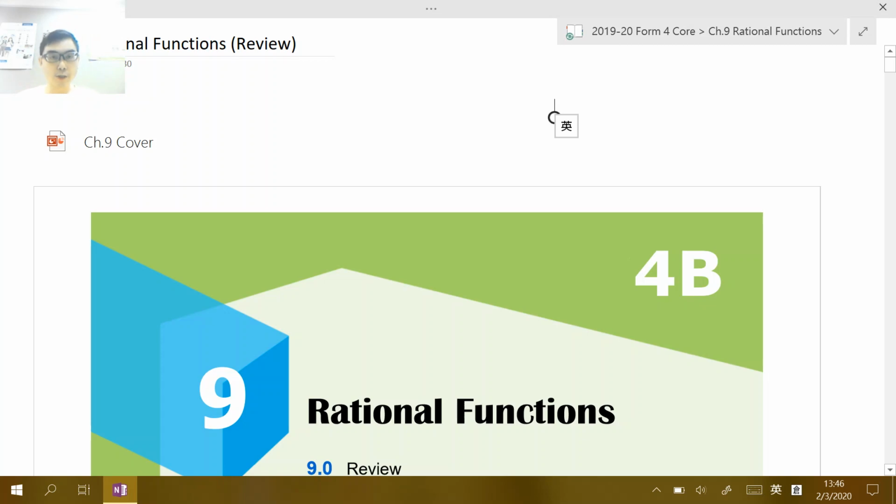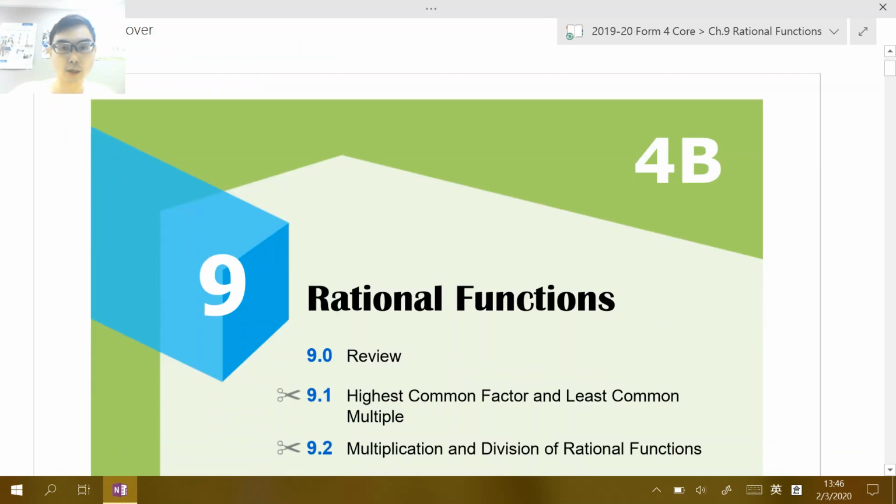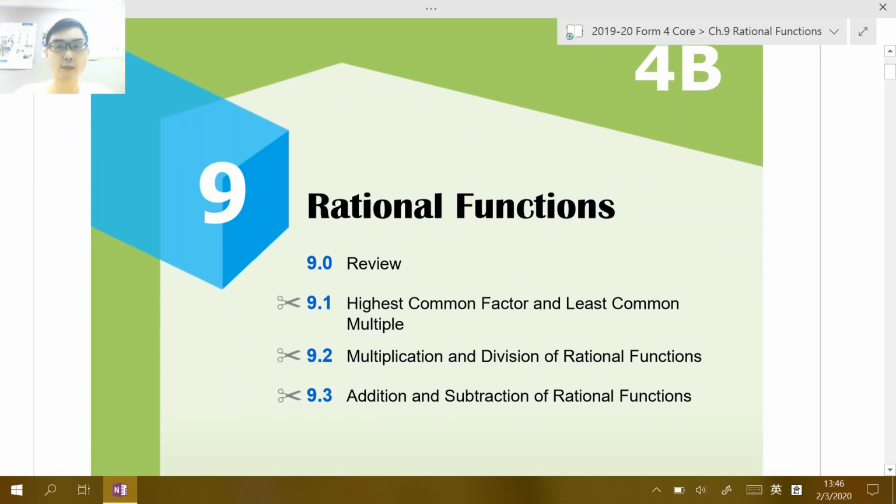Today I would like to bring you the new chapter, Chapter 9. For Chapter 9, first of all, take a look at the sections. You can see Chapter 9 is talking about rational functions. You may have forgotten what rational functions mean, or even haven't learned the term, because in junior form we will not say it is called rational functions, but we have another name. I will introduce it in today's clip.